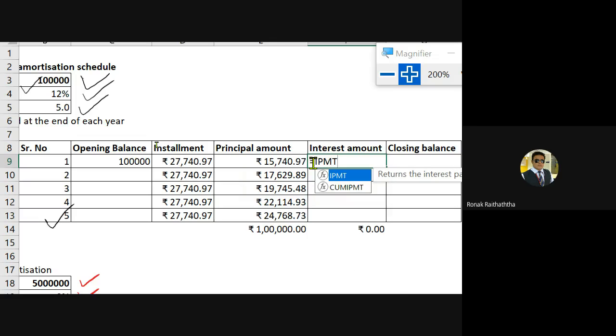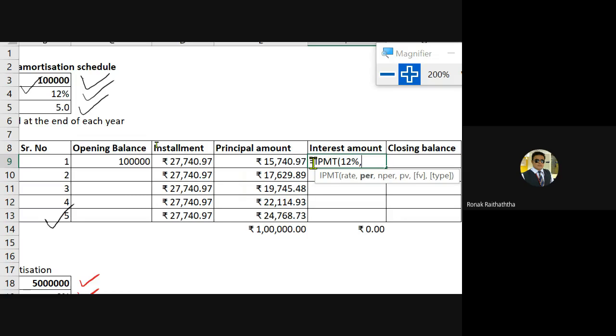IPMT, open the bracket. First you have the rate. Rate will remain the same. 12% I am writing over there. Comma. Now PER stands for, can someone tell me what should I do in the PER? May I have the interaction, please?